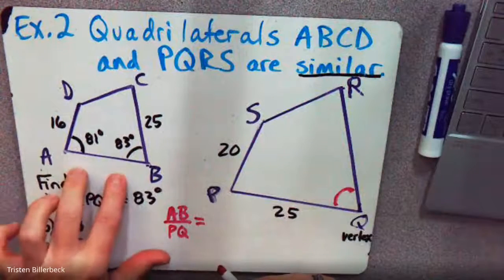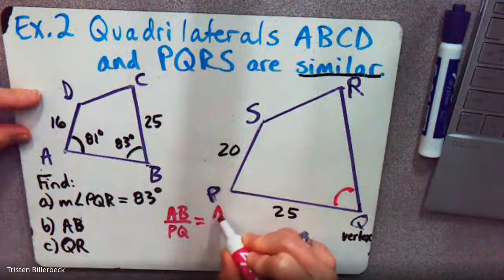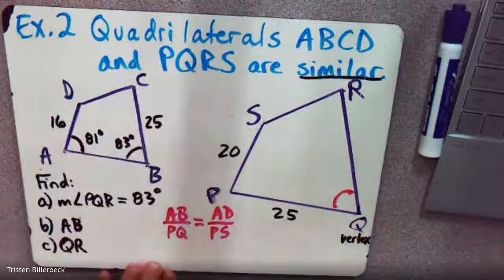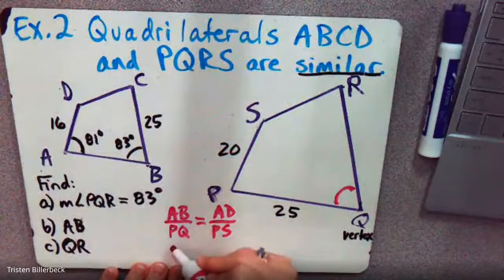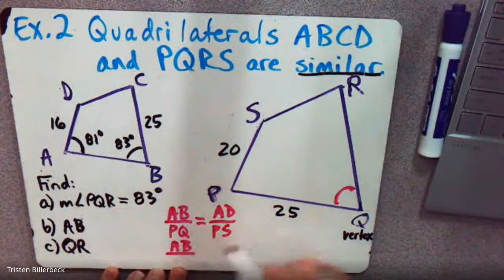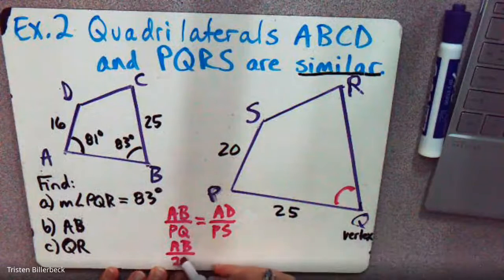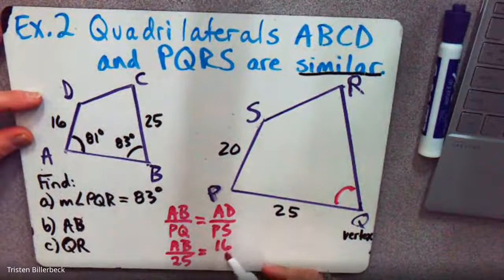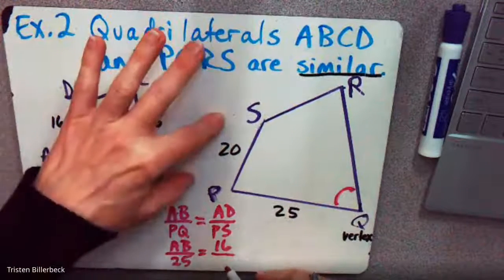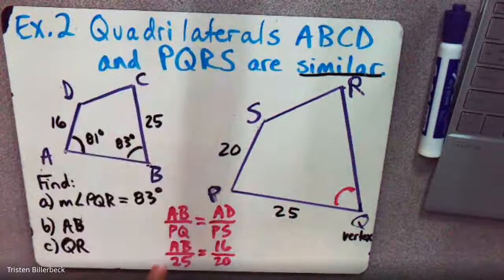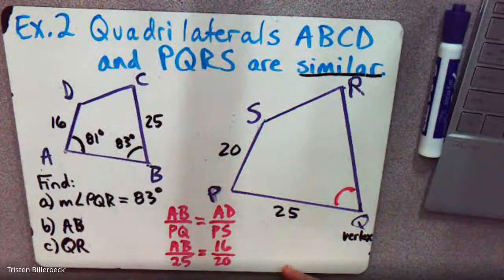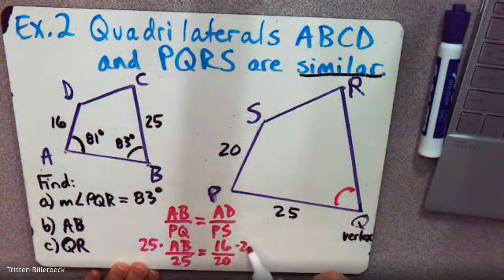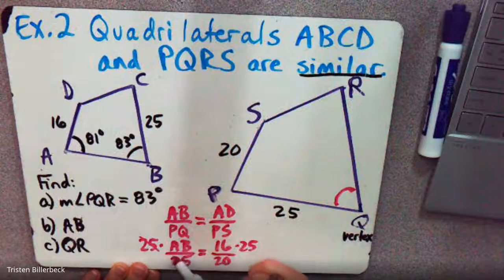So since we have AB on top, we're going to do AD on top and PS below. And now we just substitute. So we don't know what AB is. That's what we're finding. PQ is 25. AD is 16. And PS is 20. Now, AB is being divided by 25, so that means we do the opposite operation and we multiply by 25. And that cancels the 25 out.